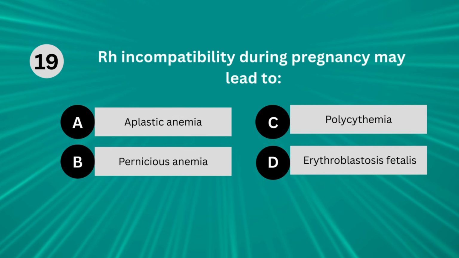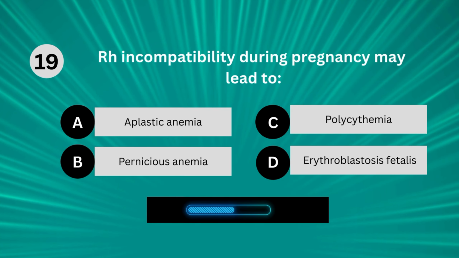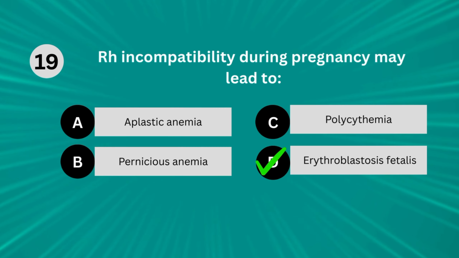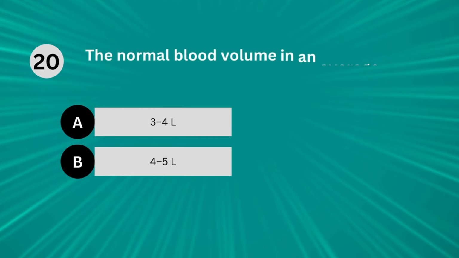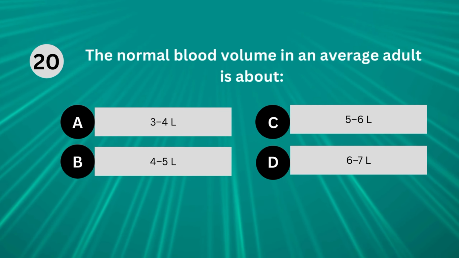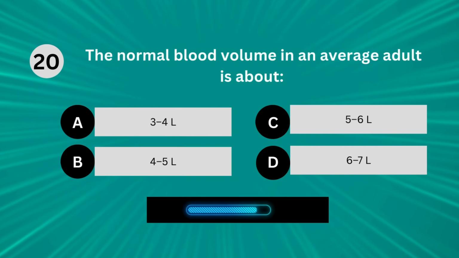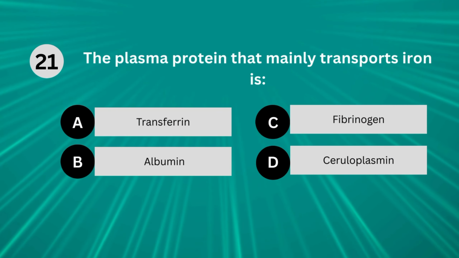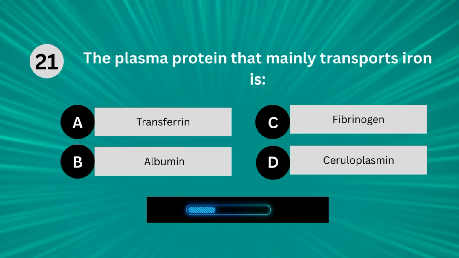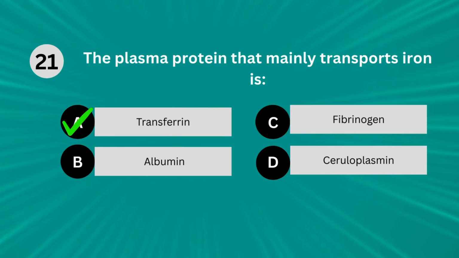Rh incompatibility during pregnancy may lead to erythroblastosis fetalis. The normal blood volume in an average adult is about... The plasma protein that mainly transports iron is transferrin.